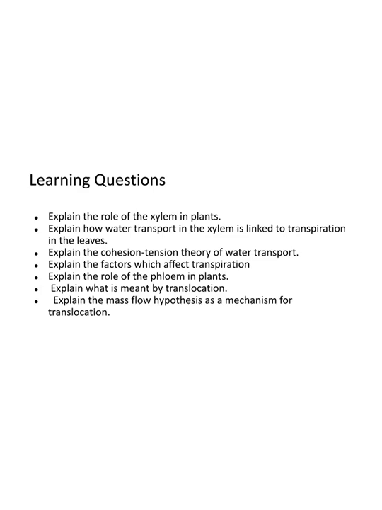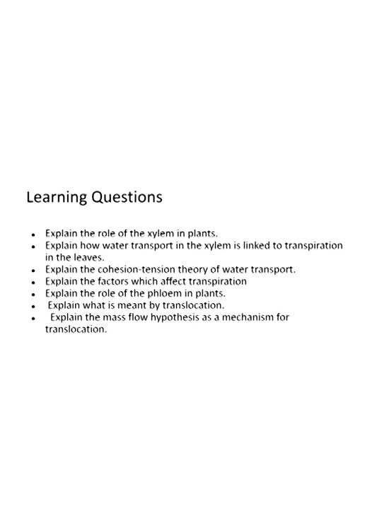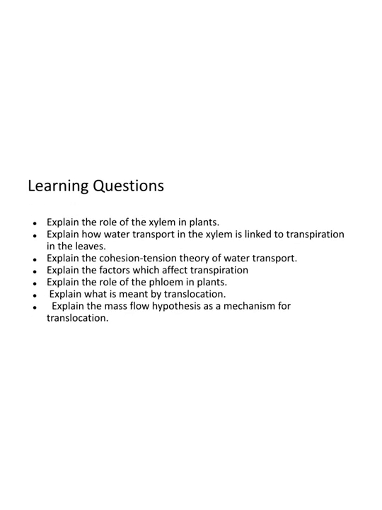By the end of this video, you should be able to write up answers to explain the role of the xylem in plants, explain how water transport in the xylem is linked to transpiration in the leaves, explain the cohesion and transport, explain the factors which affect transpiration, explain the role of the phloem in plants, explain what is meant by translocation, and explain the mass flow hypothesis as a mechanism for translocation.